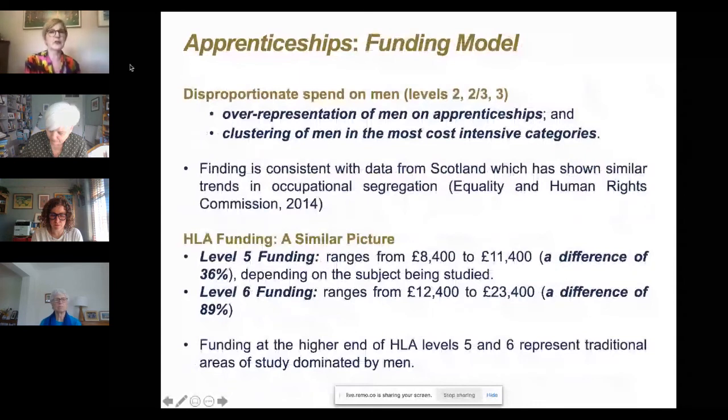And that comes through the funding model, because the funding model prioritizes the apprenticeships in the areas which are traditionally dominated by men. And there's quite a striking difference in terms of the kind of apprenticeships which are funded at the higher level, of very, very significant gender differences there.